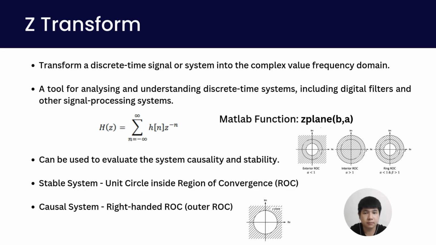Mathematically, we can get the Z transform of the system by summing all the values of the system multiplied by Z to the power negative n. And in MATLAB, we can visualize the poles and zeros of the system that undergoes Z transform by using zplane(b, a), where b is the numerator of the system function and a is the denominator. In our case, we use Z transform to evaluate the system causality and also stability.